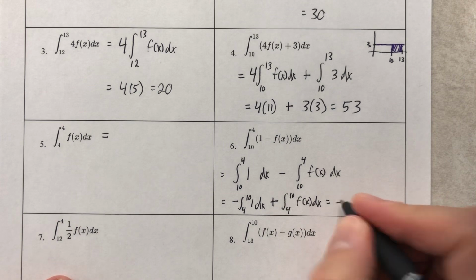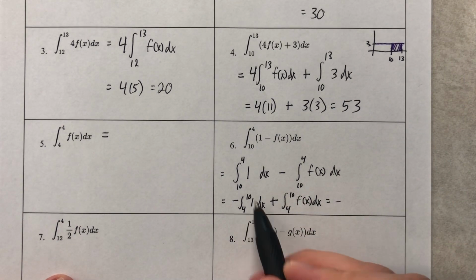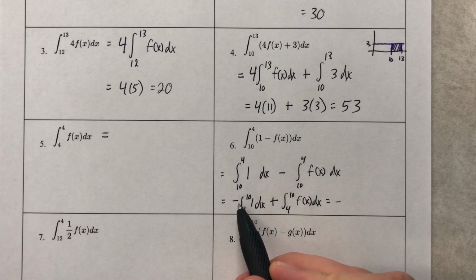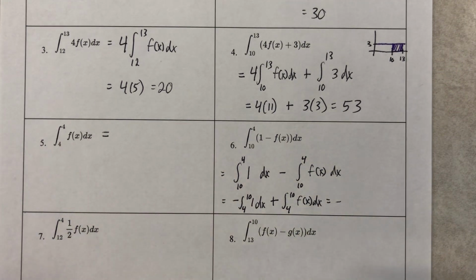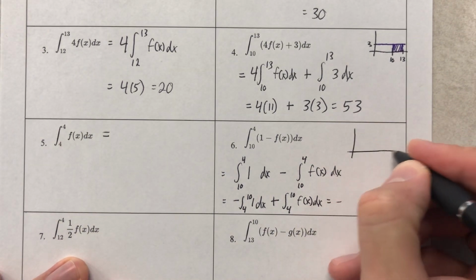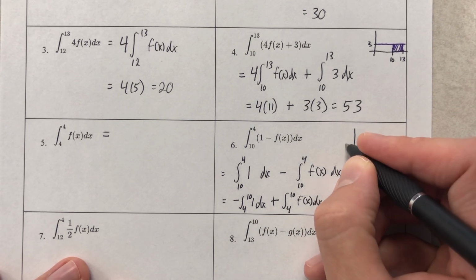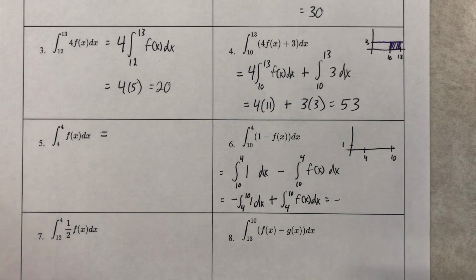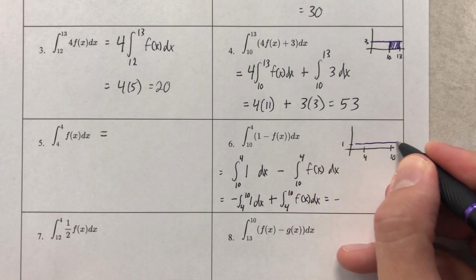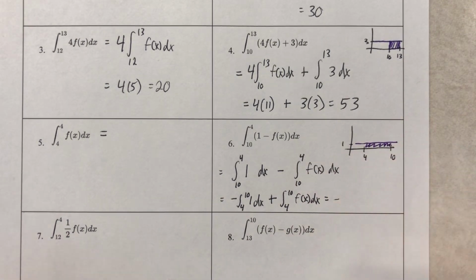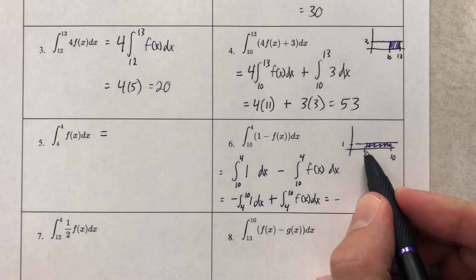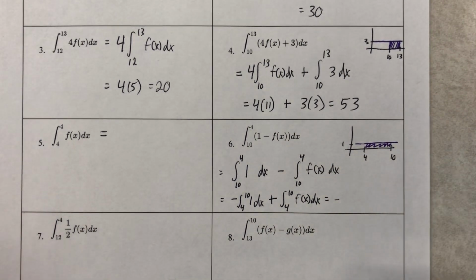Running out of space. What's this one? Okay, well, it's negative something, but let's ignore the negative and just figure it out. Good, plain, common sense, Graphy McGraffersons here. From 4 to 10, the graph is 1, just 1. So horizontal line at 1, what's the area of that rectangle? 6 wide, 1 high, 6 times 1.